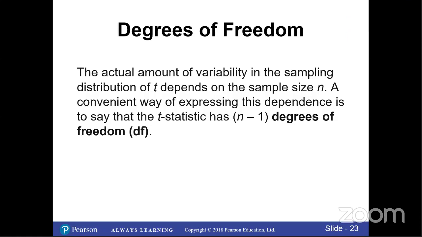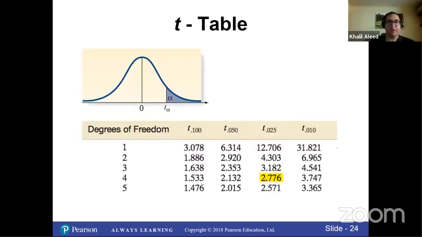Okay. Why am I saying all of that? Because when we have small samples, we use the T table instead of the Z table. The T table works very similarly to the Z table, but instead of a Z value, we use degrees of freedom.